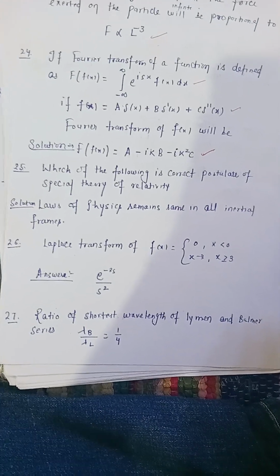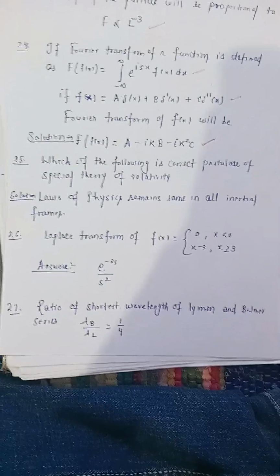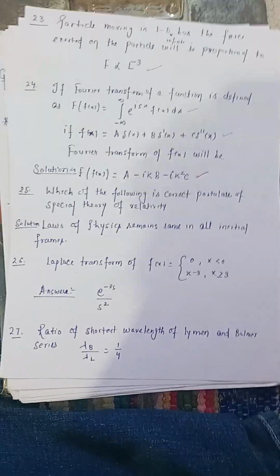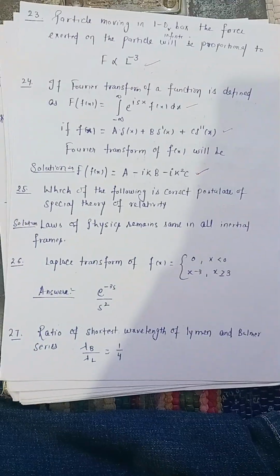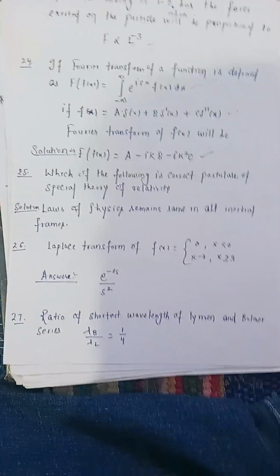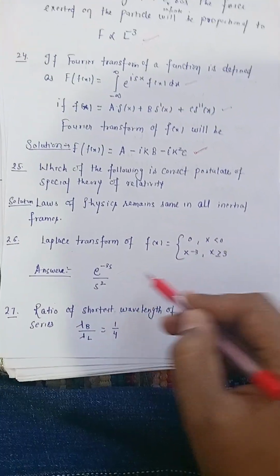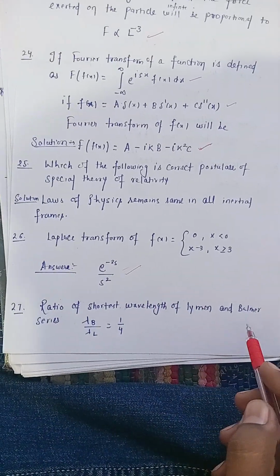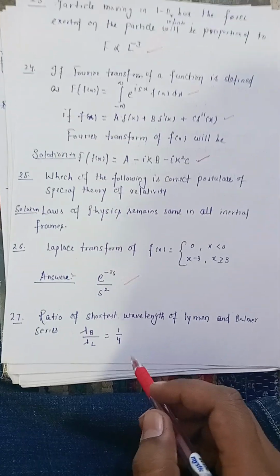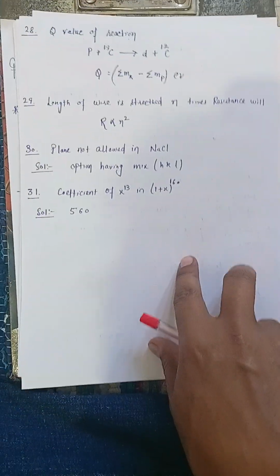So question number 25, which of the following is a correct postulate of special theory of relativity? So this option was correct, that laws of physics remain same in all inertial frames. Then Laplace transform of this function was asked, and its answer is this. Ratio of shortest wavelength of Lyman and Balmer series. So this was lambda L by lambda B is equal to 1 by 4. This was the correct option.